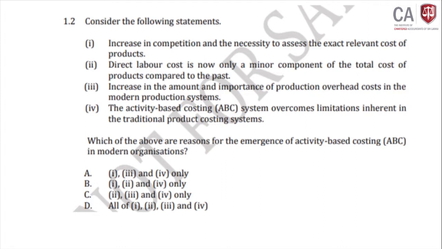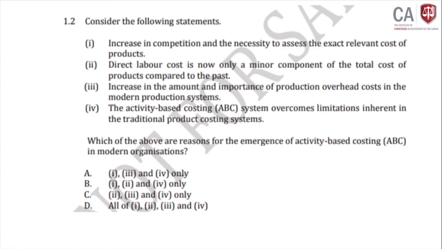So absorption costing uses one overhead absorption rate across the organization. Therefore, it would overcost high volume products and undercost low volume products. So a low volume product actually should be having a higher cost because the volume is low. A high volume product actually has to have a low cost per unit, but absorption costing is not sophisticated enough to capture that. So that's one limitation of absorption costing.